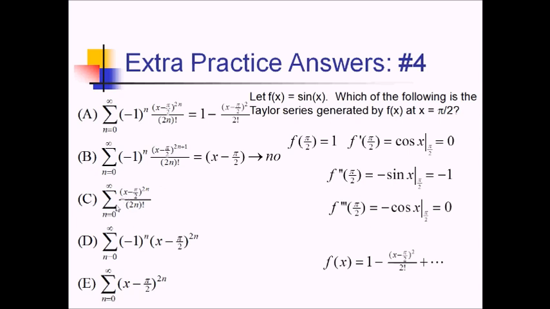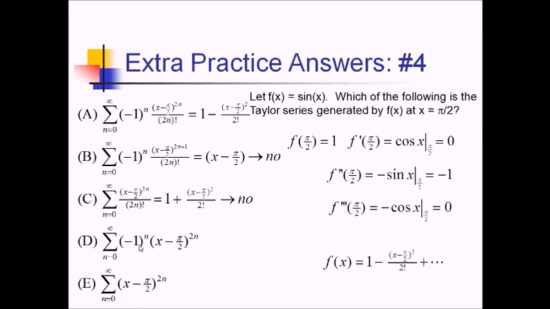For this next one, plugging in 0, this is just 1 because of the 0 power over 0 factorial. So that's just 1. For the next term, if I plug in 1, I'm going to have x minus pi over 2 squared over 2 factorial. And I'm adding that. So that's a little bit different than this part because we were subtracting. So this one can be eliminated because it has the wrong sign for that next term.